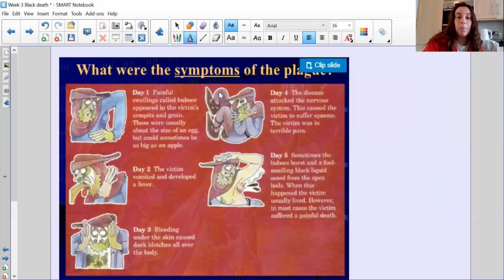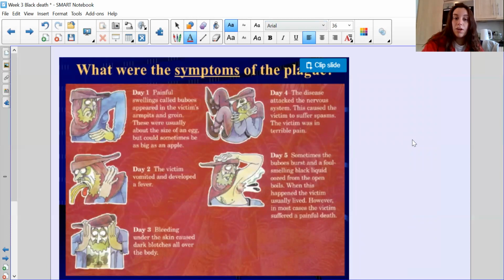What were the symptoms of the plague? So day one, you get painful swellings called buboes, and they appeared in the victim's armpits and groin. These were usually about the size of an egg and could sometimes be as big as an apple. The victim vomited and developed a fever. Bleeding under the skin caused dark blotches all over the body.